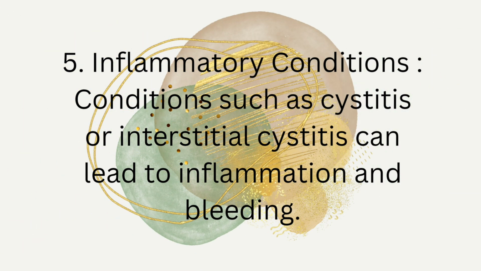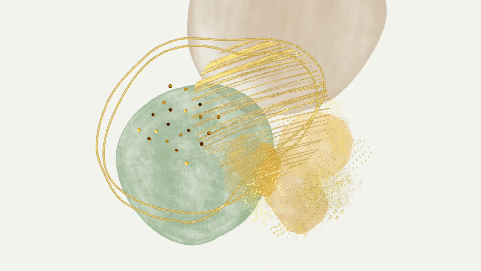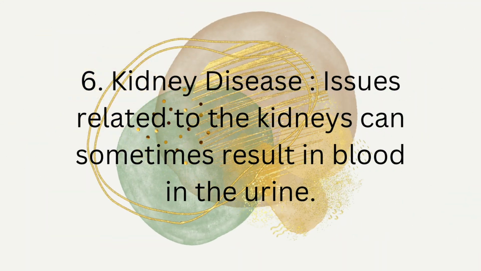5. Inflammatory conditions. Conditions such as cystitis or interstitial cystitis can lead to inflammation and bleeding. 6. Kidney disease. Issues related to the kidneys can sometimes result in blood in the urine.